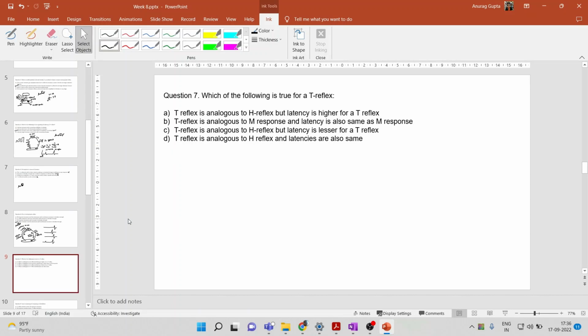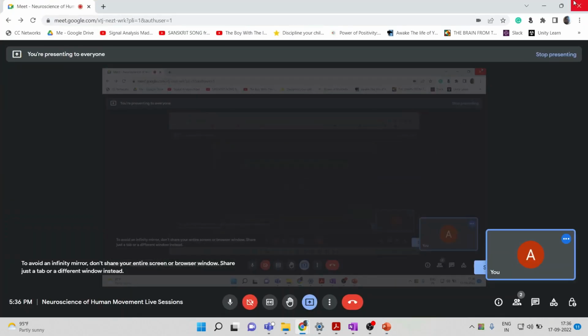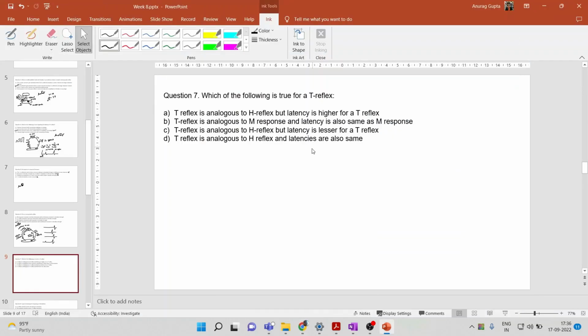Yeah. So which of the following is true for a T reflex? Nobody has joined in yet. Okay. We'll discuss this question. Which of the following is true for a T reflex? A. T reflex is analogous to H reflex, but latency is higher for a T reflex. B. T reflex is analogous to M response, and latency is also same as M response. C. T reflex is analogous to H reflex, but latency is lesser than for a T reflex. D. T reflex is analogous to H reflex, and the latencies are also same.